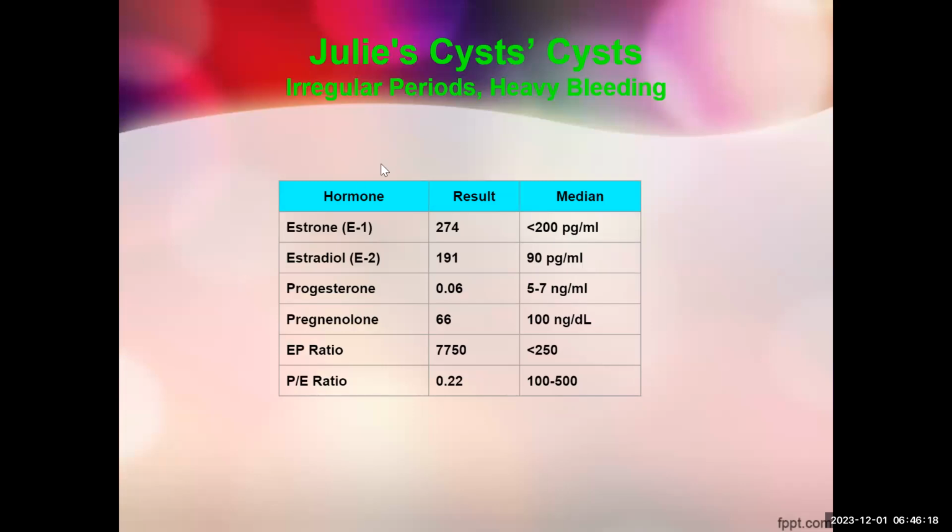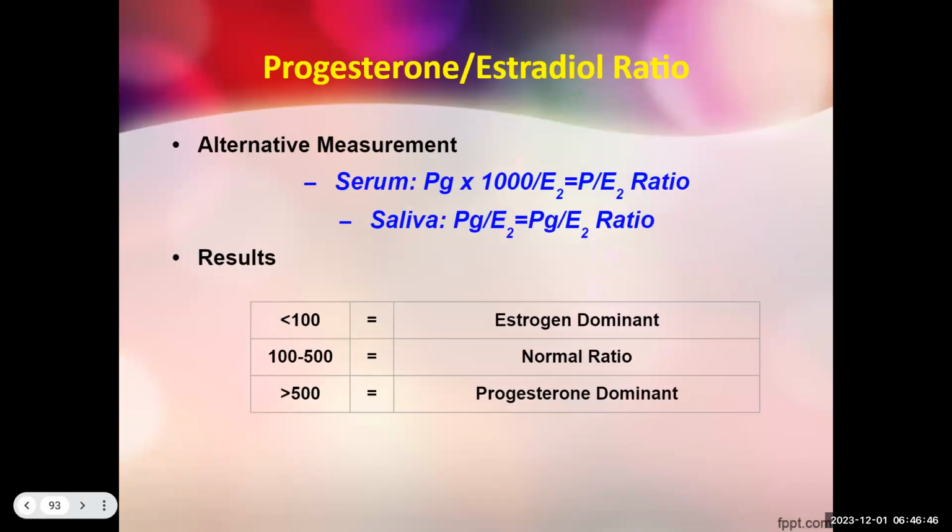Here's Julie, and Julie is terribly estrogen dominant. So the estrone is 274, the estradiol is 191, the progesterone is 0.06. You can do the math yourself. I mean, this is 465 divided by 0.06, and we're going to get 7,750. And she's all the way over here, and she has all these symptoms.